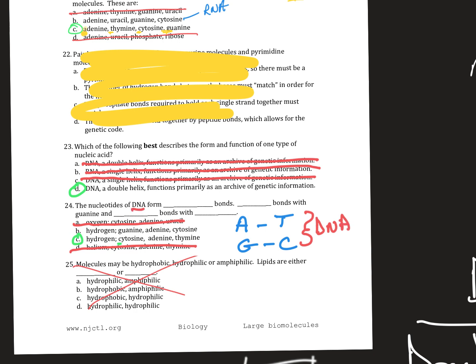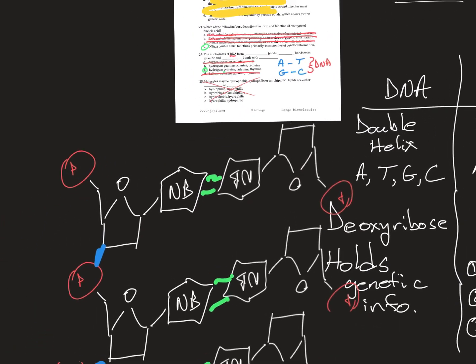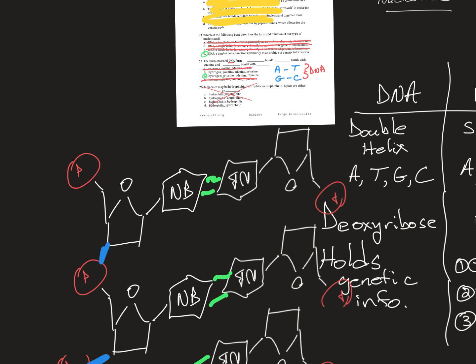Wait, so H doesn't bond with C? No. When we talk about G and C, we're talking about the nitrogenous base. This would be A, this would be T, this would be G, this would be C. The hydrogen bonding is happening between them. Okay?